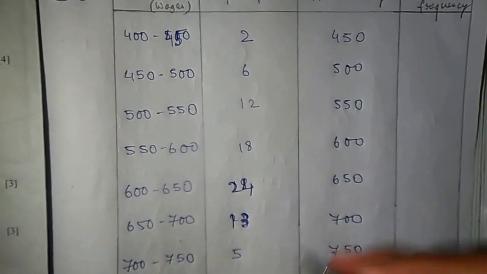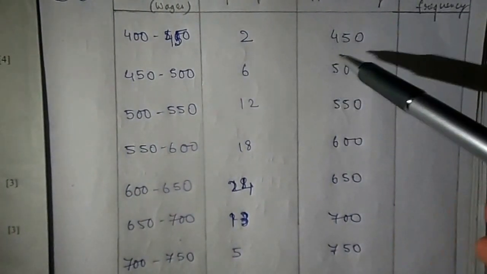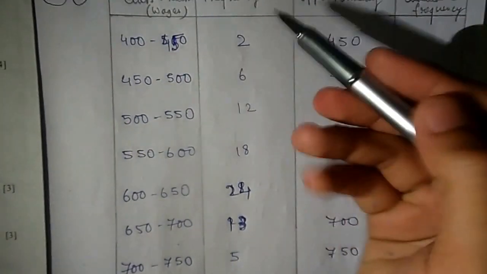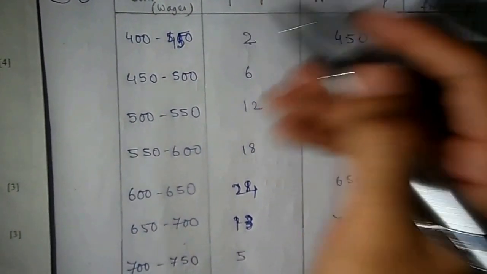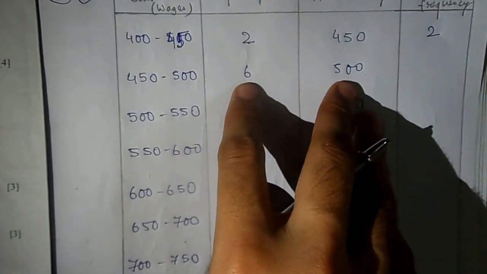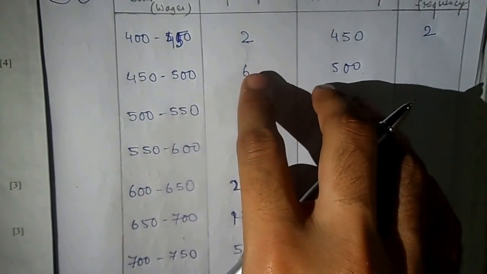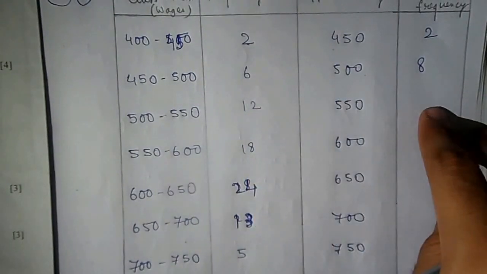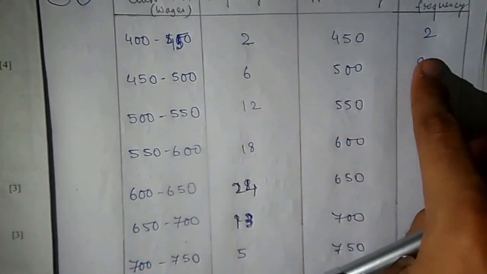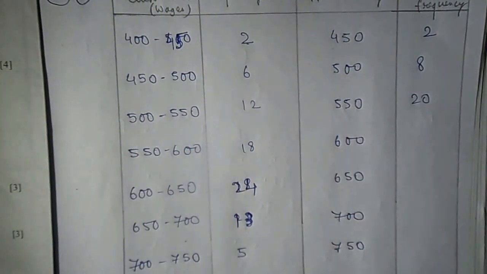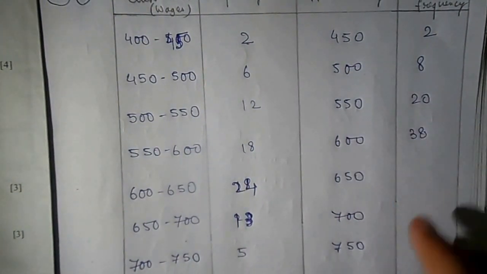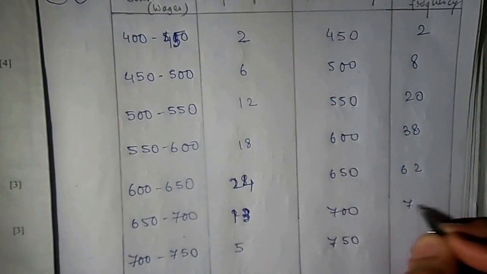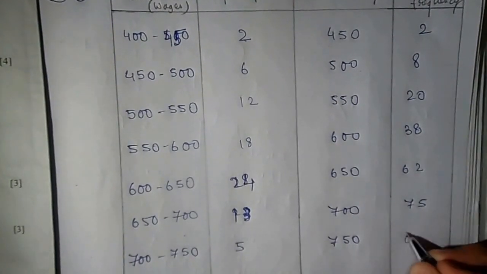Now what is cumulative frequency? Cumulative frequency means the frequency plus the summation of the frequencies above it. Here we don't have any frequencies above it, so it will be 2. But here we have a frequency above it, which is 2, so the cumulative frequency will be the summation of both, that is 8. The third one will be the summation of these, which is 20. We will go similarly: 38, then 62. 62 plus 13 equals 75, and 75 plus 5 equals 80.